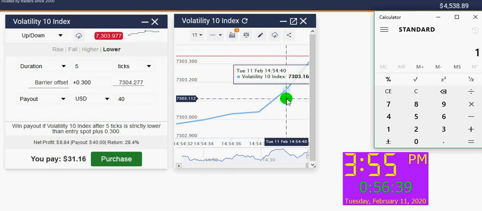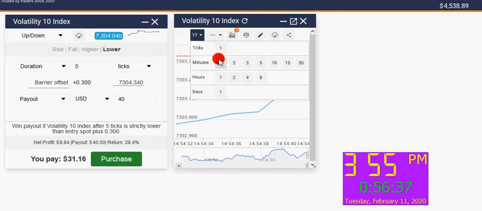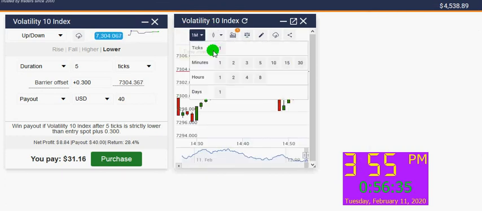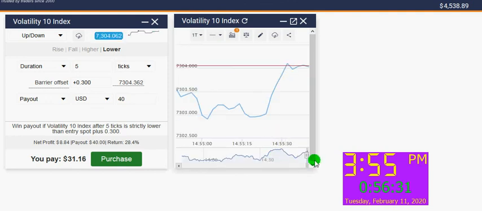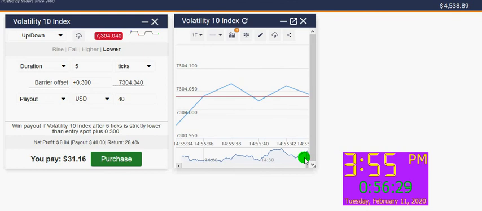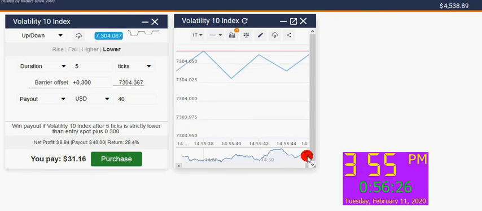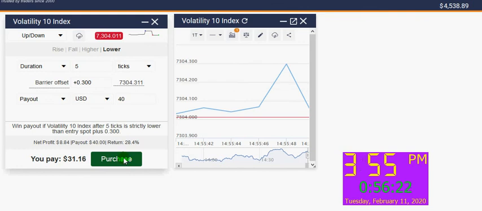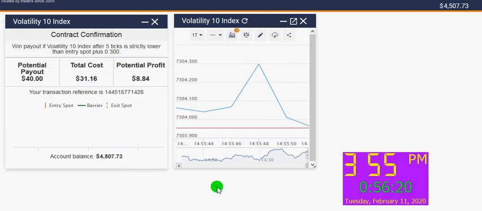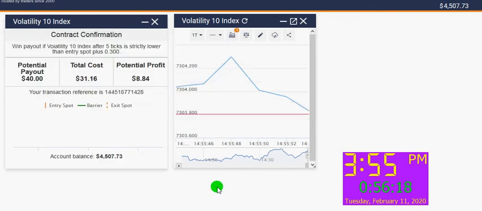You can see the blue line is not moving now, so we have to change this to minutes again and change it to ticks again. Then we'll move this very close for us to be able to see the blue line movement. You can see the blue line is moving now. Okay, so once it's below the middle level, we click on purchase. So it's below the middle level, we click on purchase.